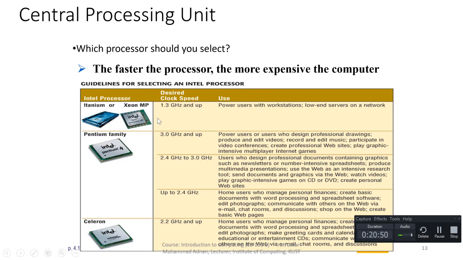So with that, inshallah, we are going to continue this talk about the system unit.